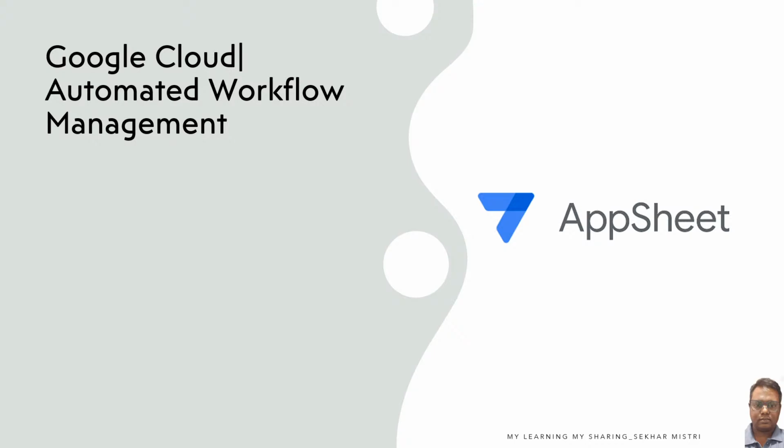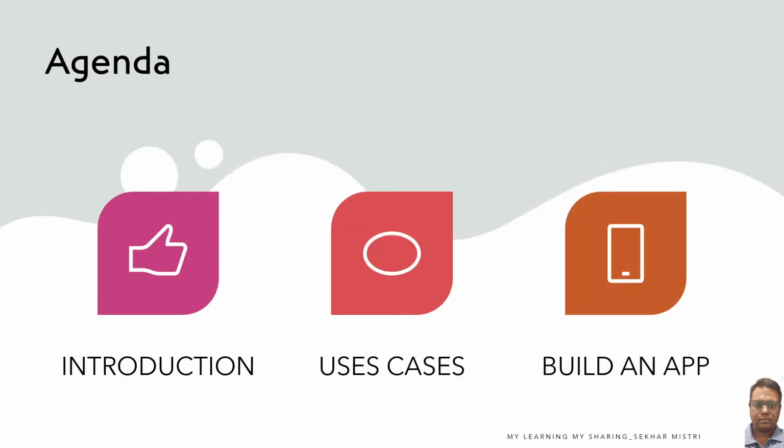So let's quickly look at what we are going to learn today. We're talking about Google Cloud Automated Workflow Management, that's Google AppSheet. Let's look at the agenda today. We'll quickly look at the introduction of what Google AppSheet is all about, and then we will look at certain use cases, one of the applications that I have created for demo purposes, and then we will start building an app.